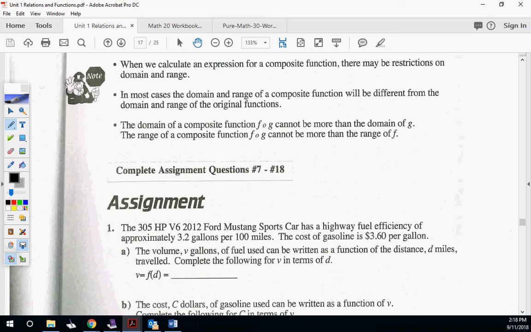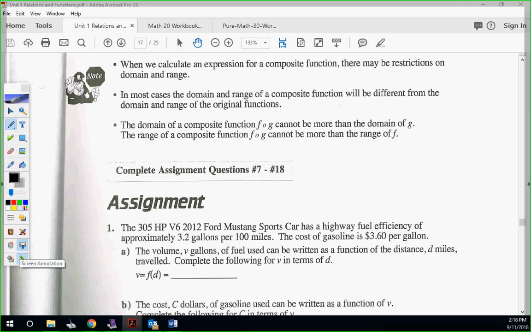So when we calculate the expression for a composite function, there may be restrictions on the domain and range. In most cases, the domain and range of the composite function will be different from the domain and range of the original functions. So they still can change, okay, but like Steph said, which is helpful, the most restrictive usually carries through. The most restrictive is one that you're going to account for. But that last one we did was neither of them, right? So you got to keep that in mind, that between 2, 1, that one we got from the picture itself.